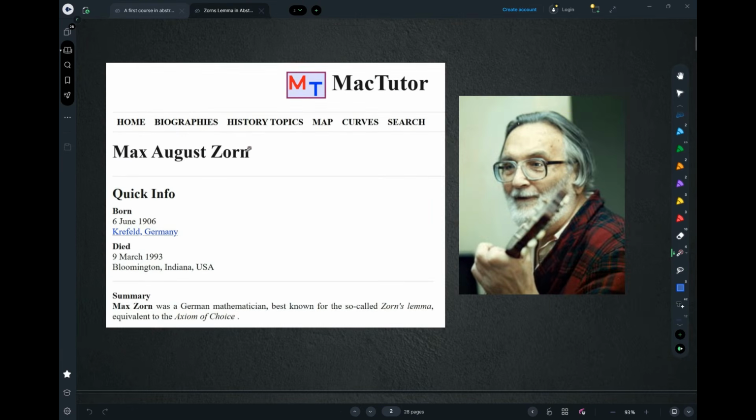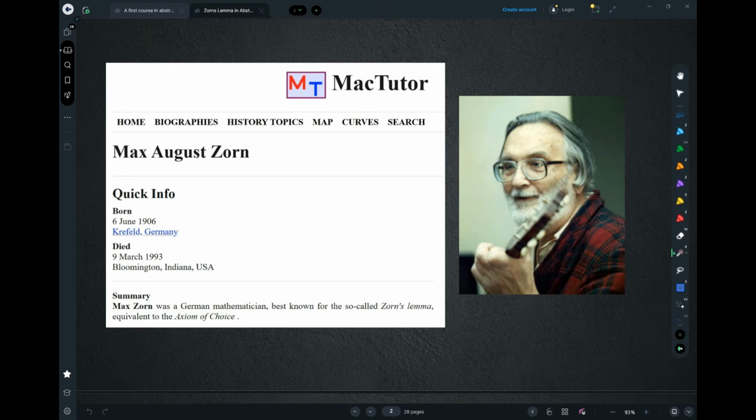Zorn's lemma was introduced by Max Zorn in about 1935, precisely because the results I'm going to prove were known using the axiom of choice, but the proofs using the axiom of choice were very cumbersome. So Zorn introduced this equivalent formulation of the axiom of choice so that we could use Zorn's lemma instead to prove these results in a more direct way.